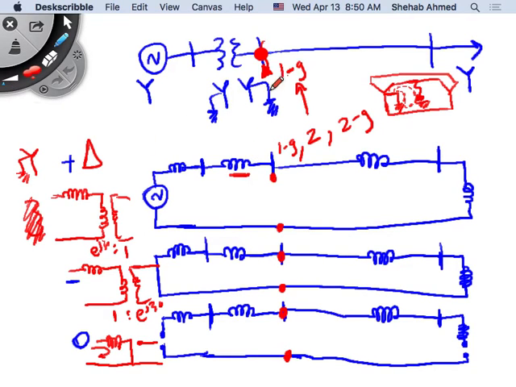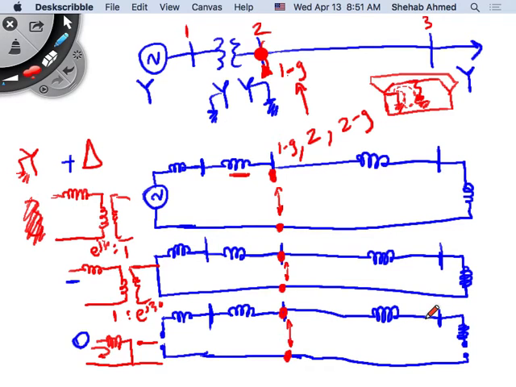At the fault location, where's the fault location? Bus bar 2. This is bus bar 1, bus bar 2, bus bar 3. The fault is happening on bus bar 2. I will go to bus bar 2. So here, this is where the fault is happening, and I will find the Thevenin equivalent circuit seen from these two terminals for the positive sequence circuit, the Thevenin equivalent circuit seen from these two terminals for the negative sequence circuit, and the Thevenin equivalent circuit seen from these two terminals for the zero sequence circuit.